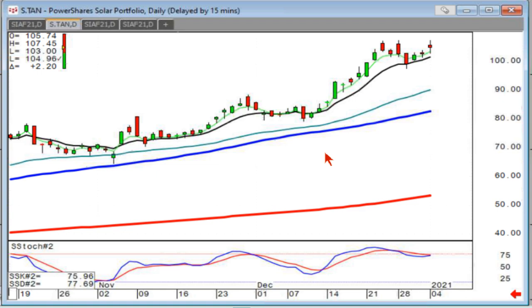TAN. You can stay long on this, just use the T-line as your stop. Marna.